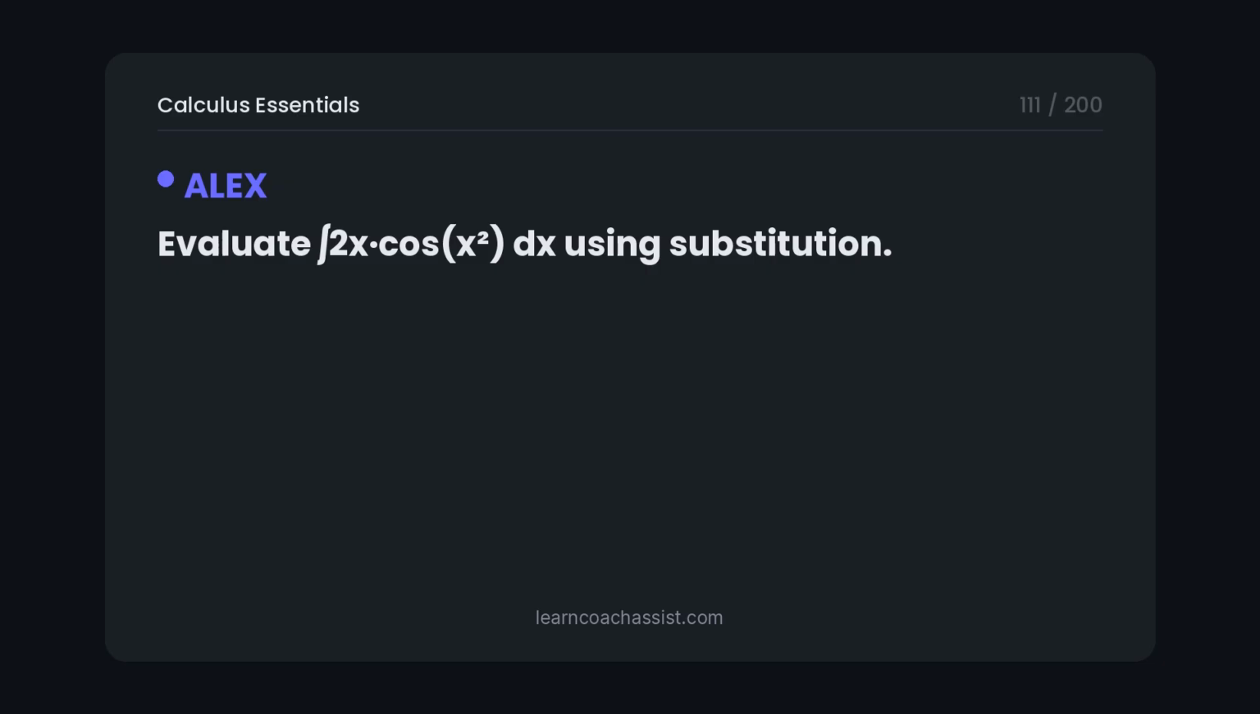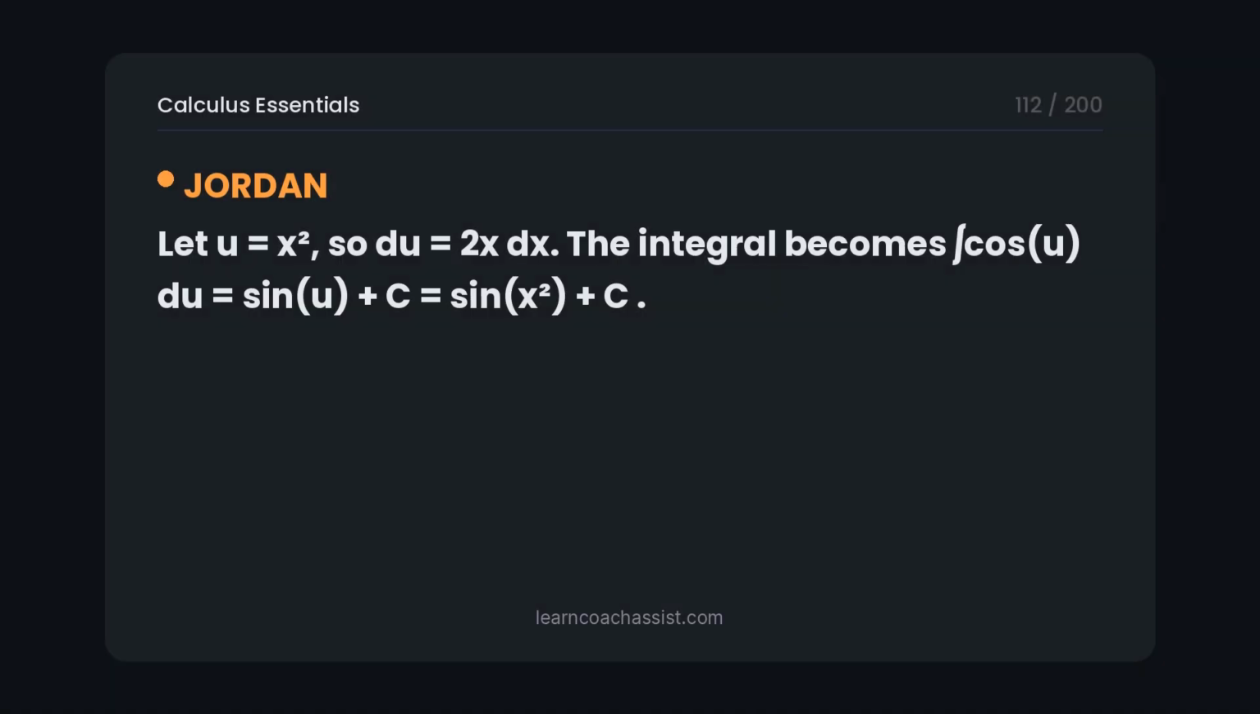Evaluate the integral of 2x cos(x²) dx using substitution. Let u = x², so du = 2x dx. The integral becomes the integral of cos u du, which equals sin u + C, which equals sin(x²) + C.